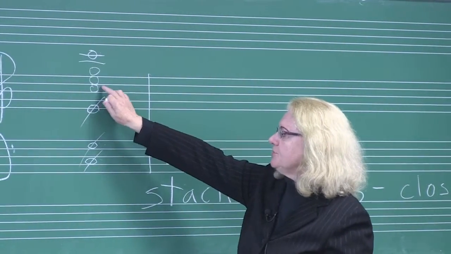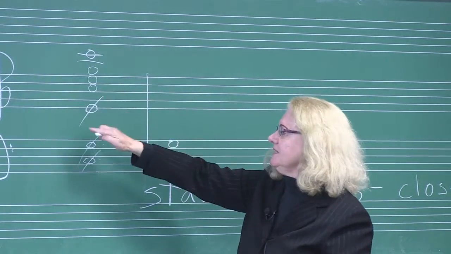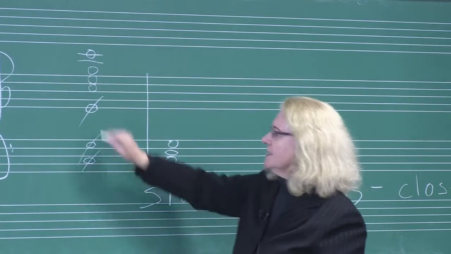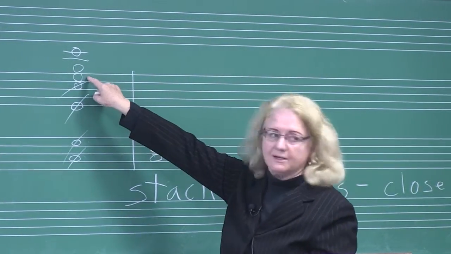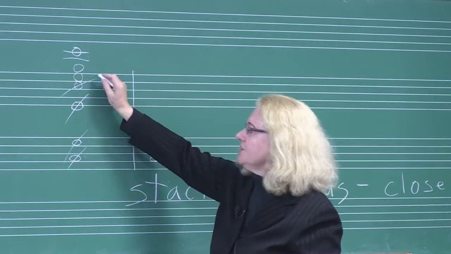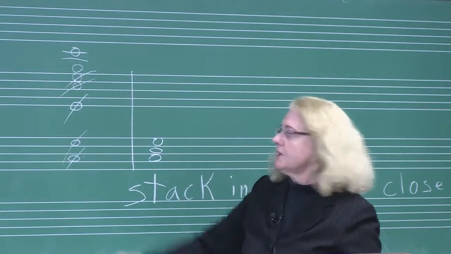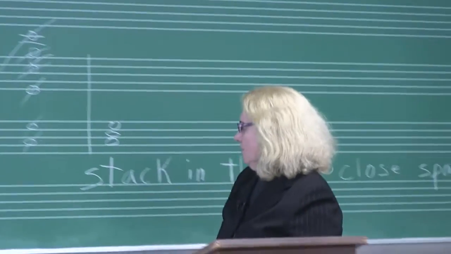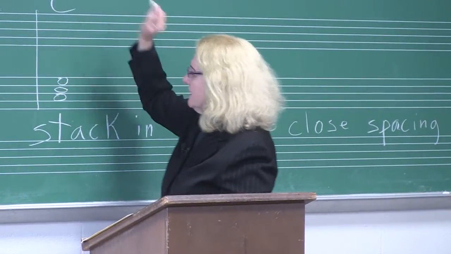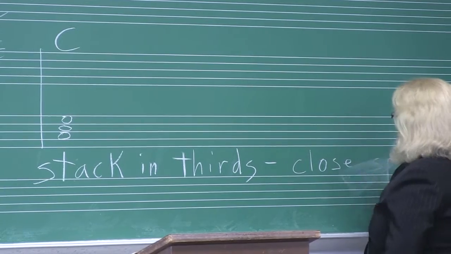Our next note up is what? What's this one? C. Right, it's C. We've already got C. I'm eliminating the doubling. What's this one? E. E, right, good. We already have that. This one? G. G, we already have it. We've already got that. So we've really got a C major triad. Okay?